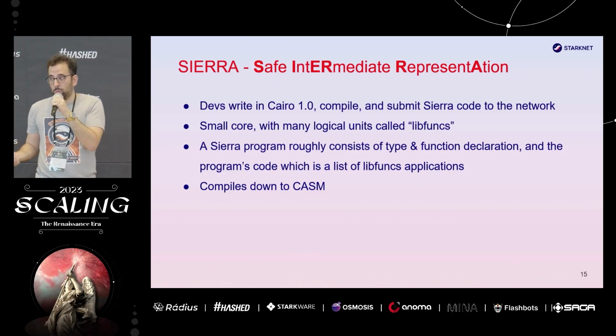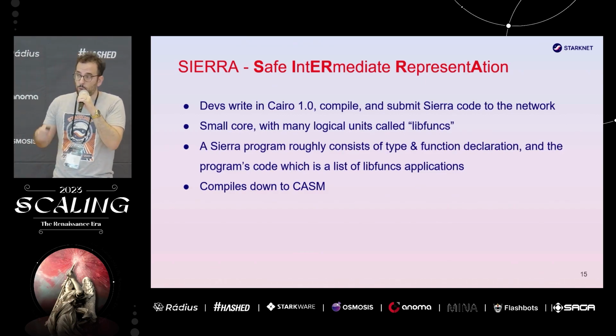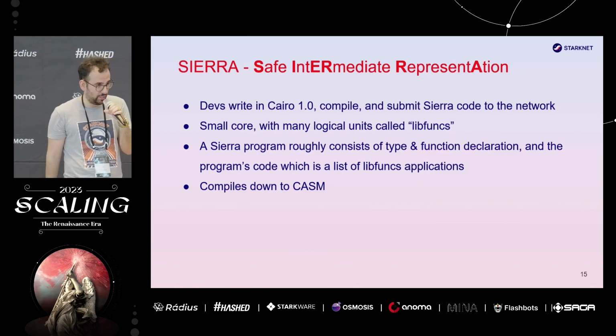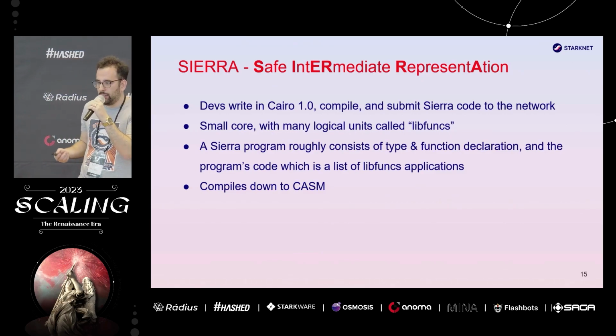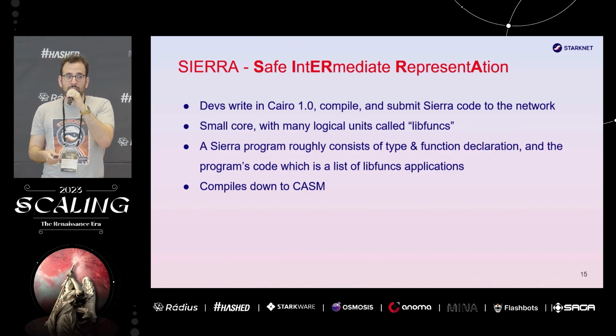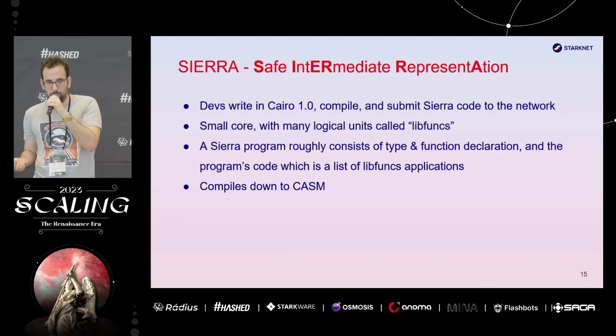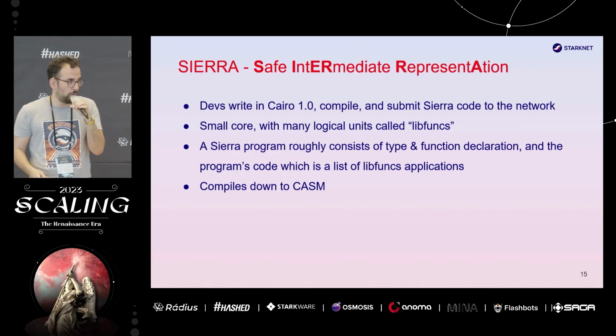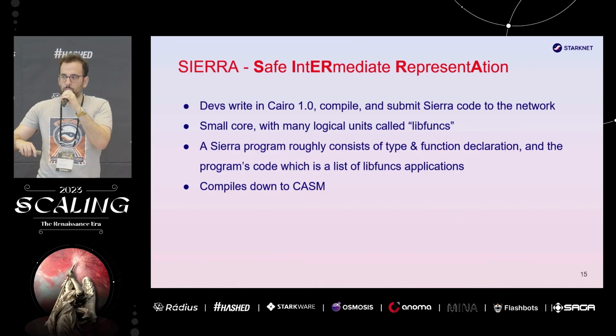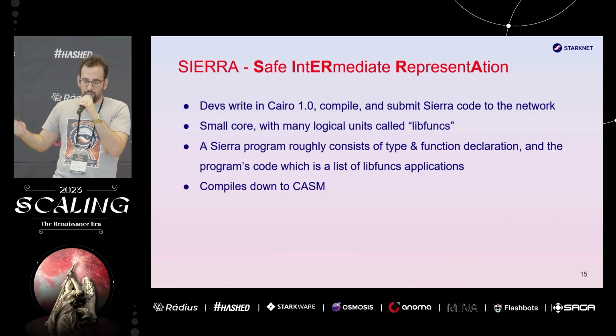Okay, and the most important property about Sierra is that it compiles down to Cairo Assembly. Actually, the Cairo VM and the Cairo Assembly remain pretty much unchanged since their inception 2 to 3 years ago. So Cairo 1 and Sierra are operating on a layer above that.